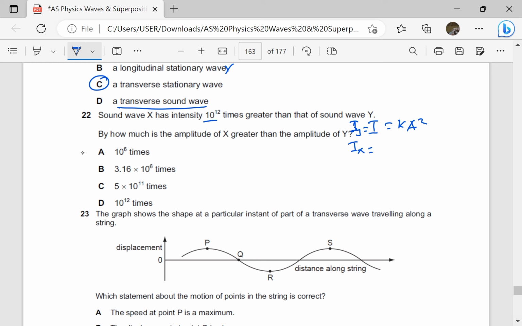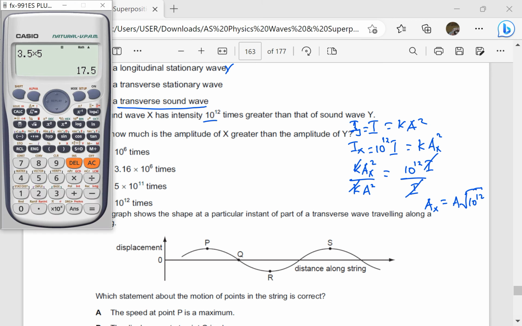Then the intensity of X is equal to, because X is 10 power 12 times greater, 10 power 12 times I is equal to K times its amplitude, let it be A X, squared. So just combine the two equations because we want to find A X. I will divide the two equations. K A X squared divided by K A squared is going to be equal to 10 power 12 of I divided by I. I cancels out, K also cancels out. So it means A X is going to be the square root of A squared, which is A, times the root of 10 power 12. So how many times is that? Root of 10 exponent 12.